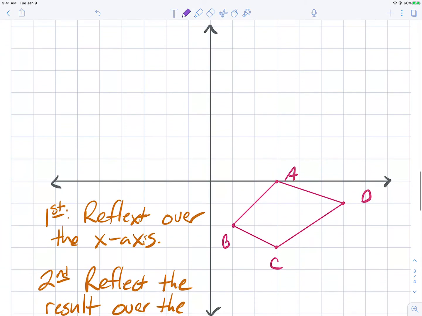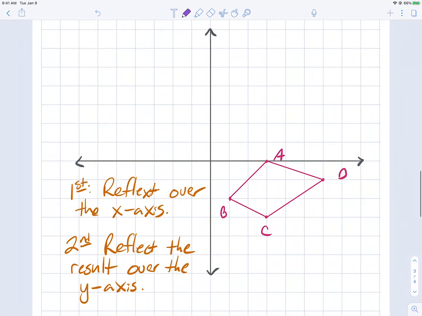Now sometimes you're going to be asked for a 2-step reflection. So for instance, I have quadrilateral ABCD, and my first step is to reflect it over the x-axis. So I'm first going to go x-axis. So make sure you are, first of all, looking at the correct line of reflection.